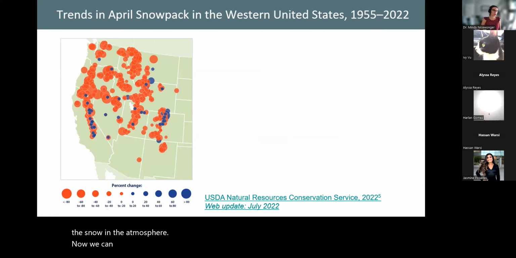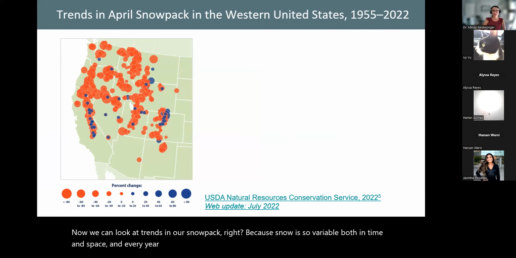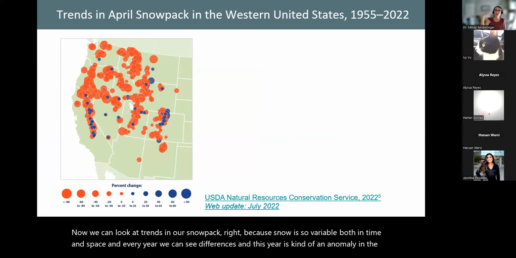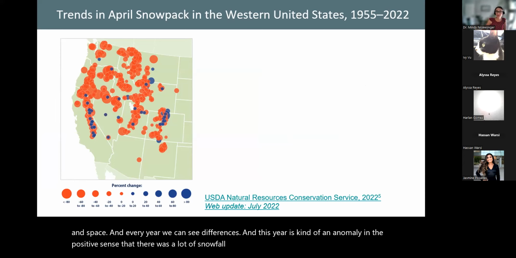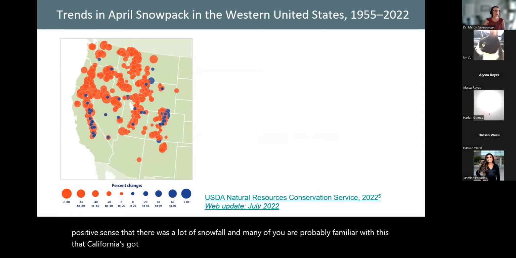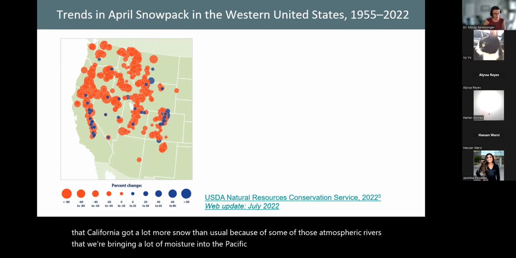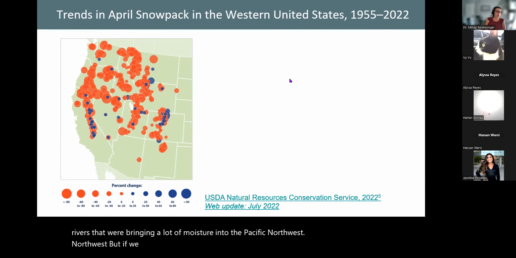Now we can look at trends in our snowpack, right? Because snow is so variable, both in time and space. And every year we can see differences. And this year is kind of an anomaly in the positive sense that there was a lot of snowfall. Many of you are probably familiar with this, that California got a lot more snow than usual because of some of those atmospheric rivers that were bringing a lot of moisture into the Pacific Northwest. But if we look, there are places in the Sierras that had quite a bit of snow.